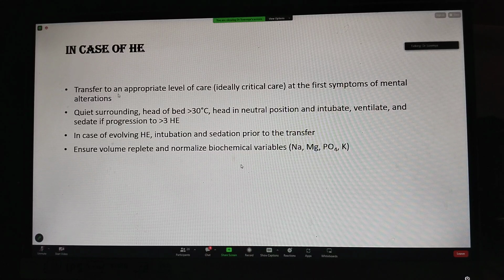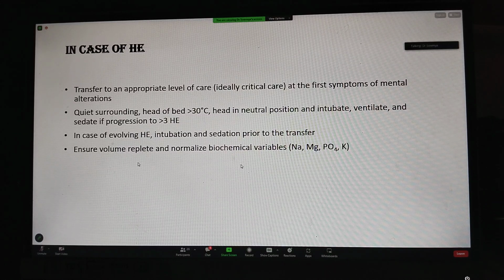In any patient with hepatic encephalopathy, transfer to an appropriate level of care, that is, wherever a critical care unit is available, at the first symptoms of mental alteration. Do not wait for it to settle. As soon as the patient develops the first episode of mental status alteration, refer them immediately. Until the transfer, these patients should be nursed in a quiet surrounding with the head of bed elevated to more than 30 degrees and the head in the neutral position. Before transferring, intubate and ventilate if necessary. And if there is more than grade 3 hepatic encephalopathy, sedate these patients too.